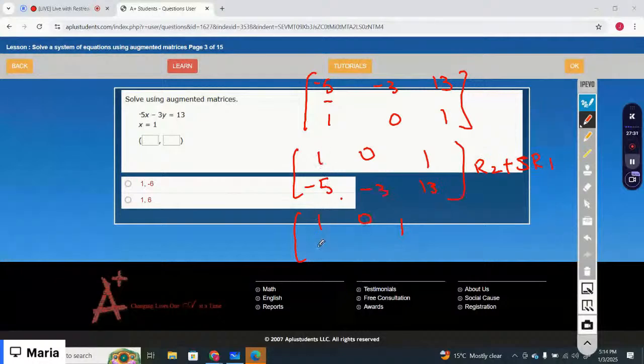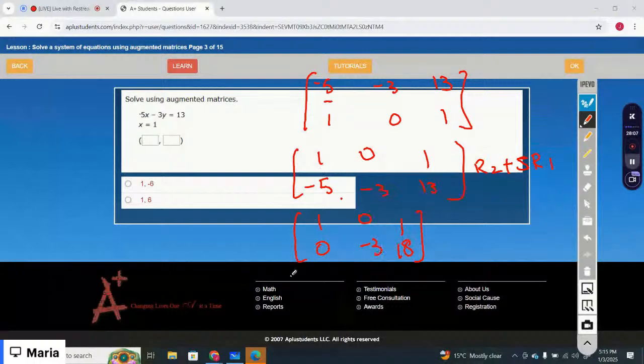That is -5 plus 5, 0, -3, 13 minus 5 is 8. You have to make 1 here. 18 it is. You need to add 13 plus 5 makes 18.